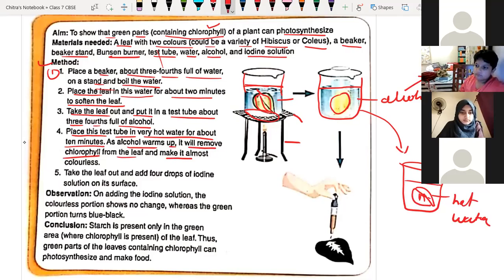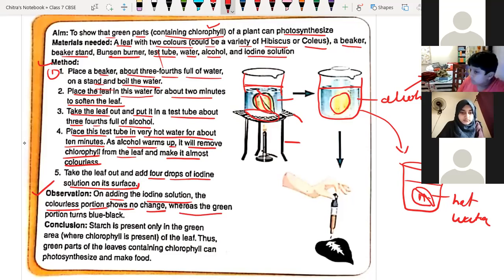It makes the leaf almost colorless, so the green color of the leaf will get decolorized. Everyone, you're getting the point. Take the leaf out and add 4 drops of iodine solution on the surface. Now we are going to observe what changes take place. On adding the iodine solution, the colorless portion showed no change. So no color is formed; there is no change of color.